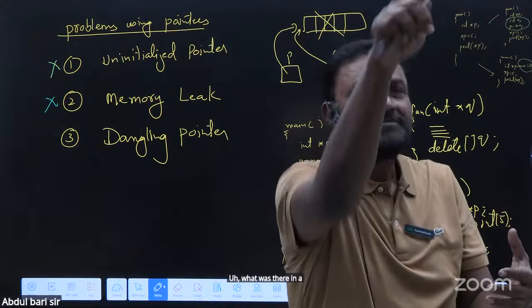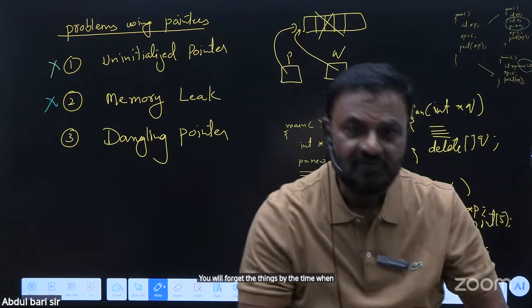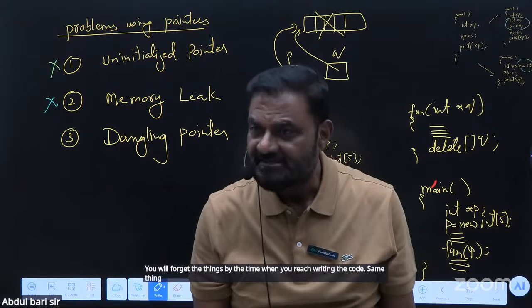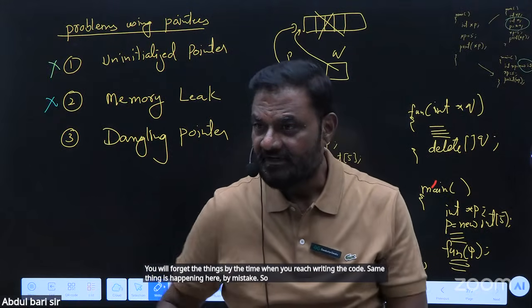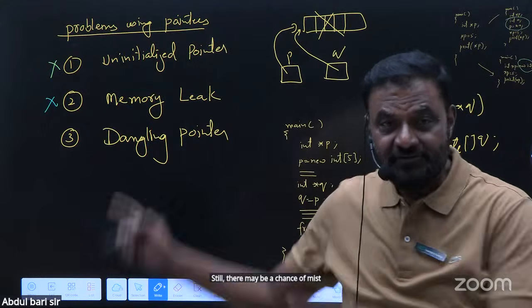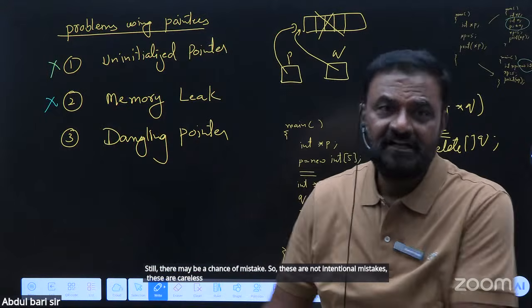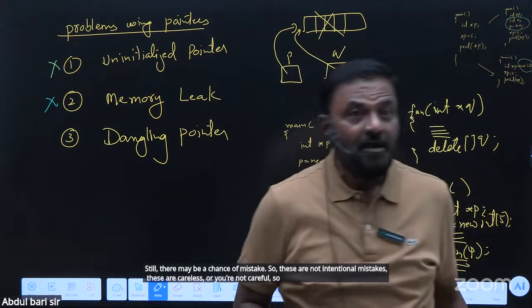Scroll up. A was a 5. You will forget the things by the time you reach writing the code. The same thing is happening here by mistake. So documentation is important, but still there may be a chance of mistake. These are not intentional mistakes. These are careless, or you're not careful. So these mistakes are happening by yourself only.